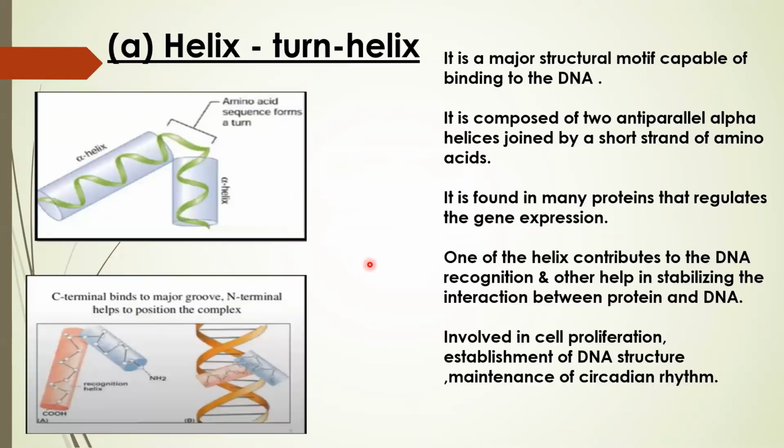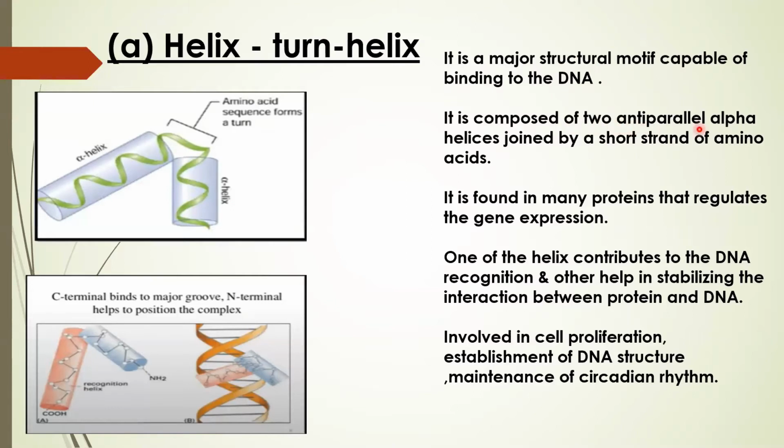So helix can be described in basically four categories: helix turn helix, helix loop helix, helix hairpin helix, and alpha alpha corner. Helix turn helix is a major structural motif capable of binding to DNA. So here comes its biochemical function: it is able to bind to DNA.